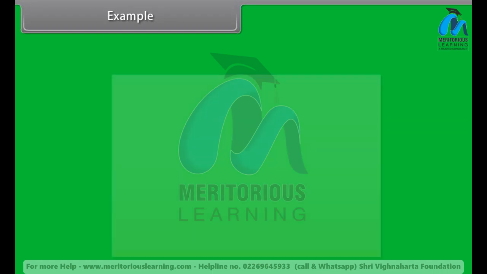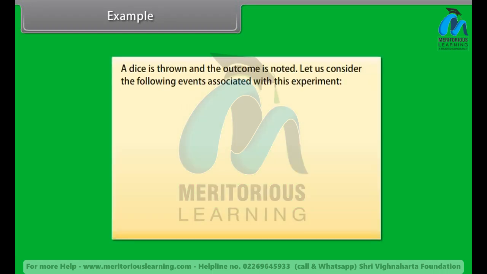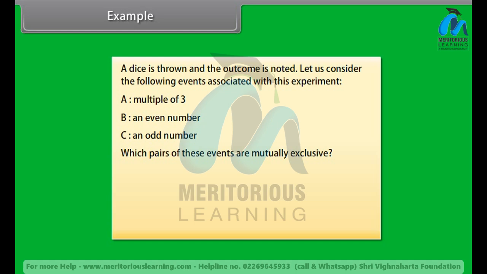Example. A dice is thrown and the outcome is noted. Let us consider the following events associated with this experiment. A: multiple of 3. B: an even number. C: an odd number. Which pairs of these events are mutually exclusive? Solution. The sample space for this experiment is S is equal to {1, 2, 3, 4, 5, 6}.